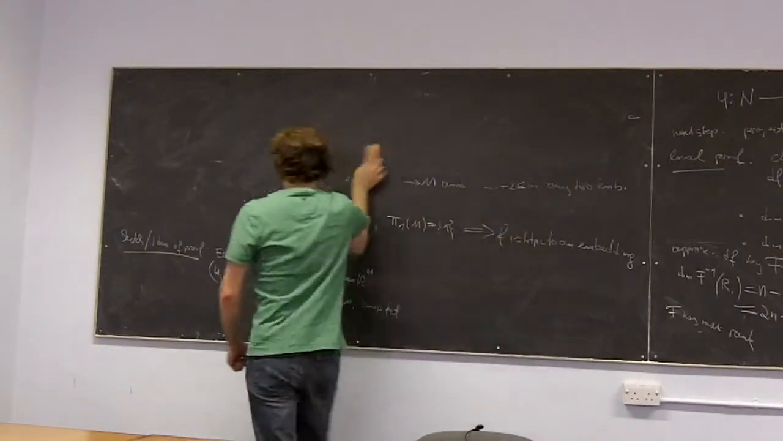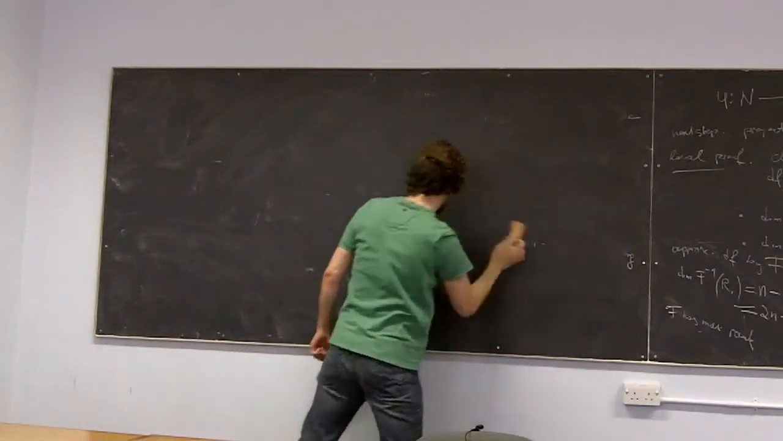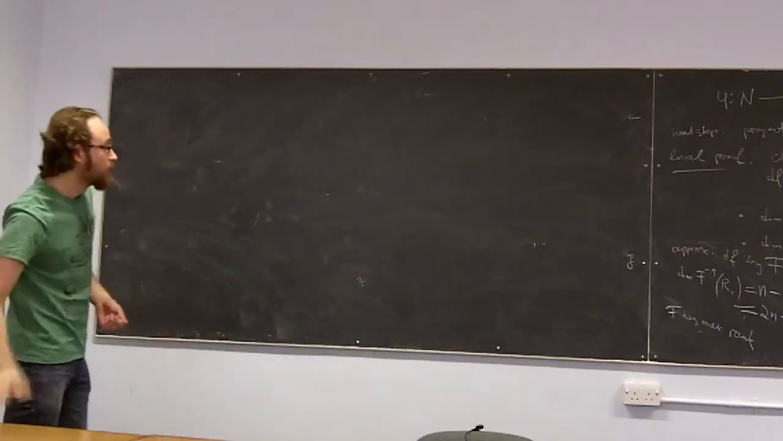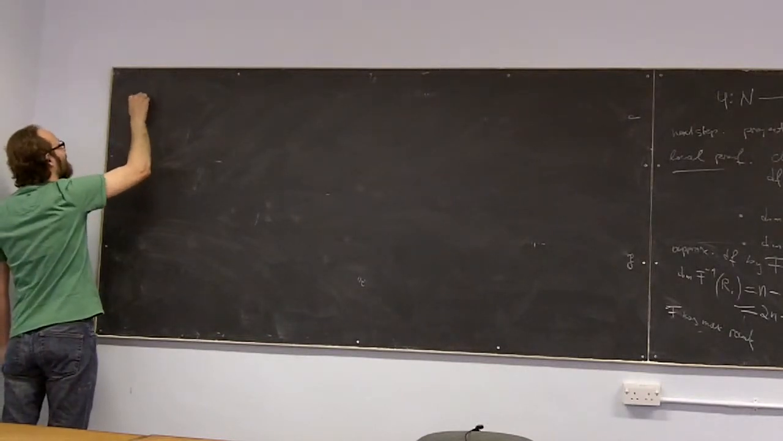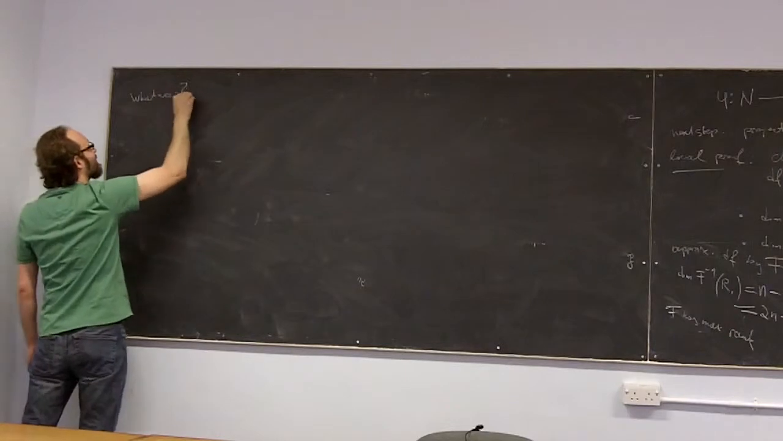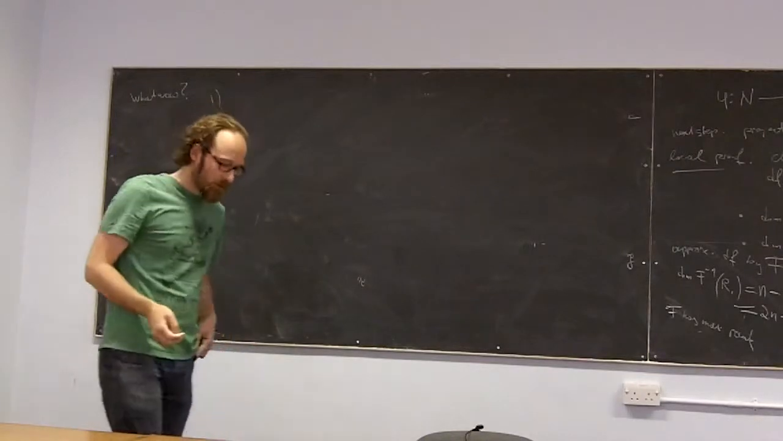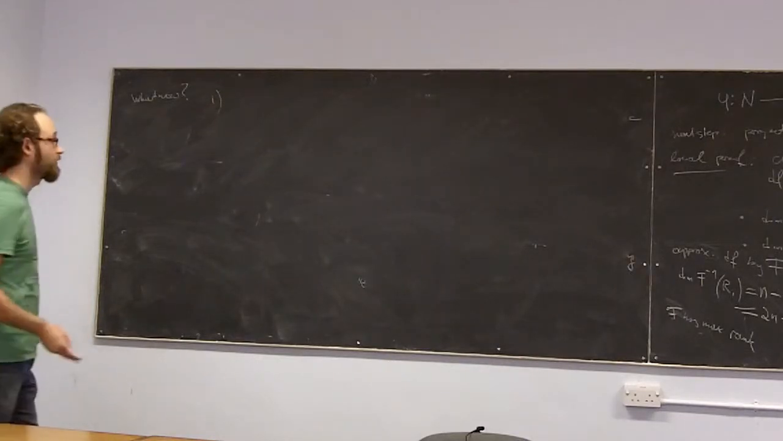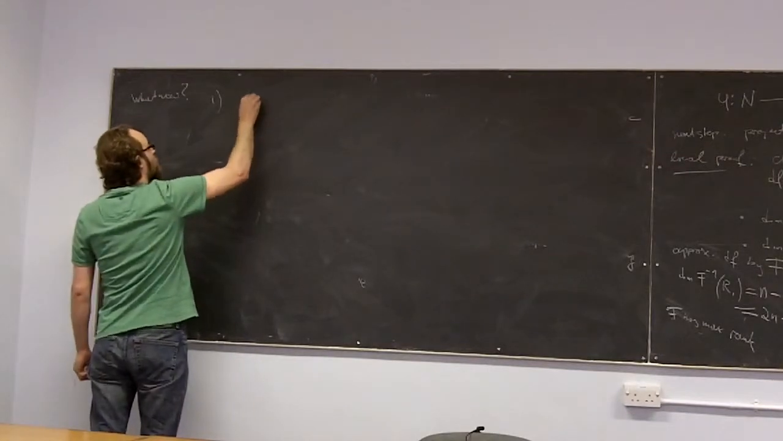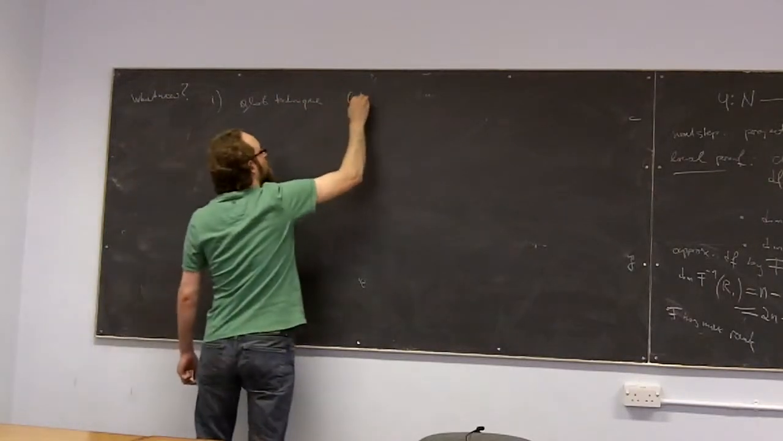Now I have two options. What now? So the first option is, this is a local situation. Now I can use the standard globalization technique to prove the corresponding global result. What does it mean? This is actually carried out. Globalization technique in Hirsch.